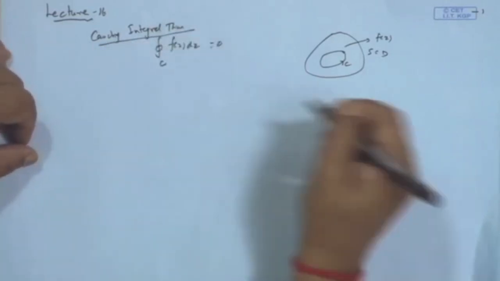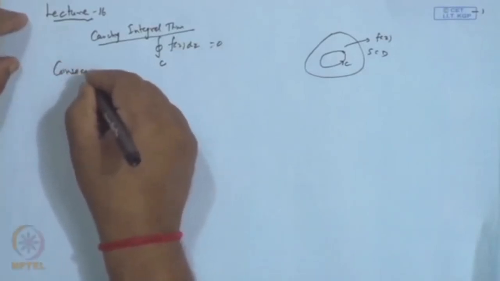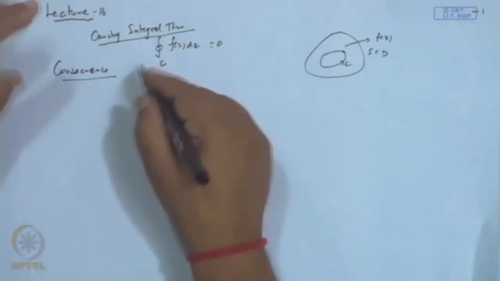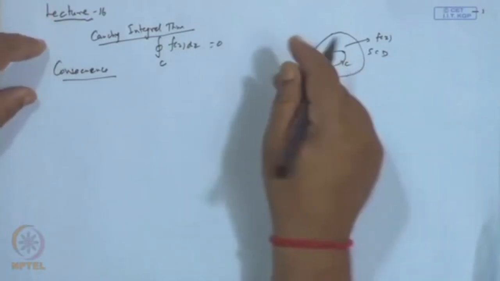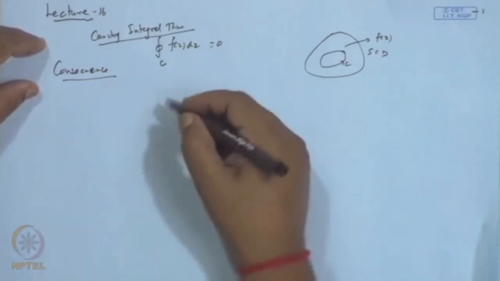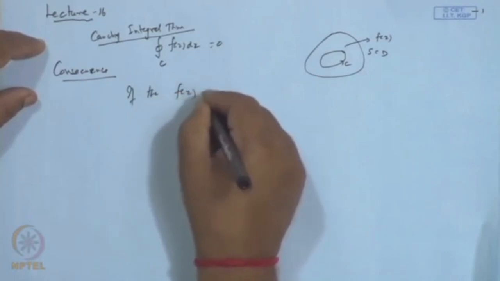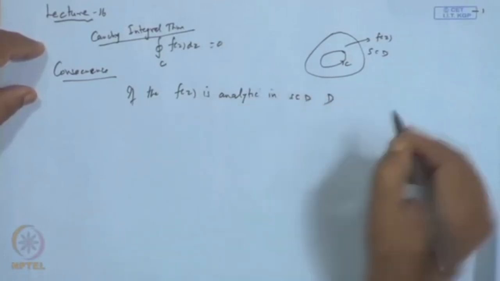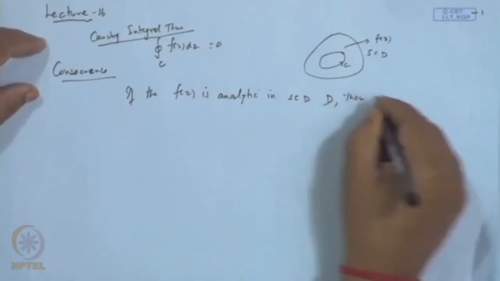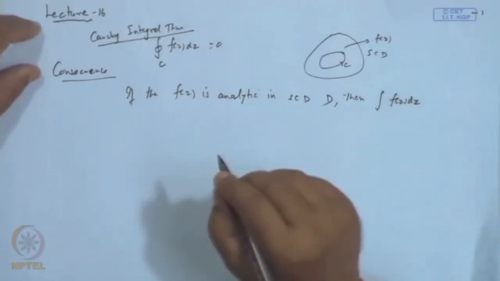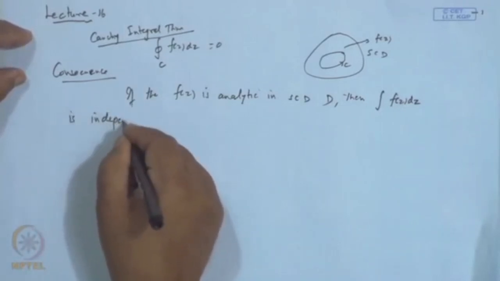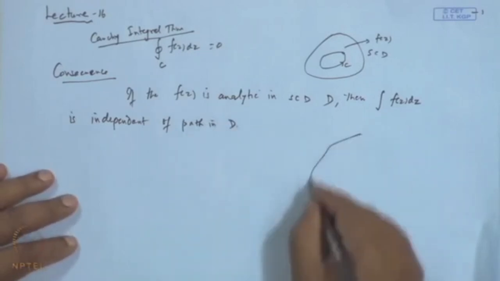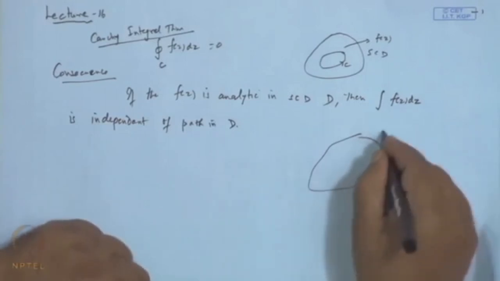And as a consequence of this, we have already proved that the line integral is independent of path. If the function f(z) is analytic in a simply connected domain D, then the integral of f(z) dz is independent of path in D.